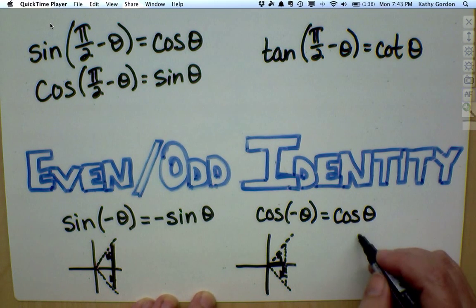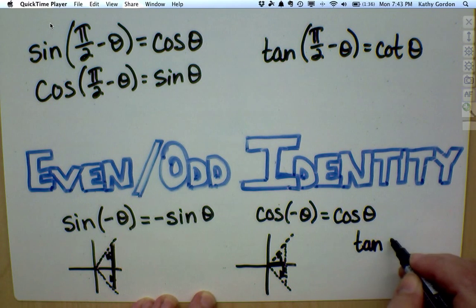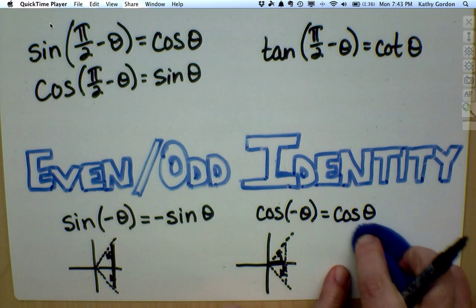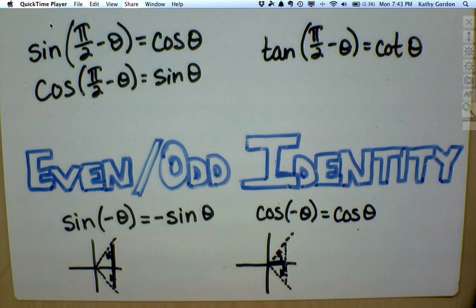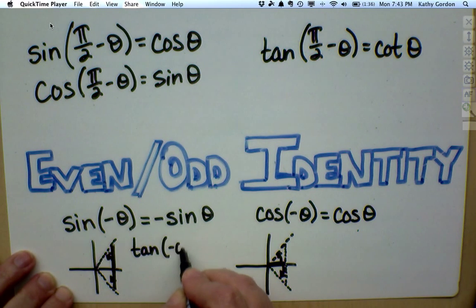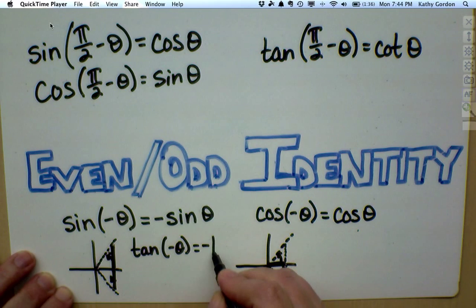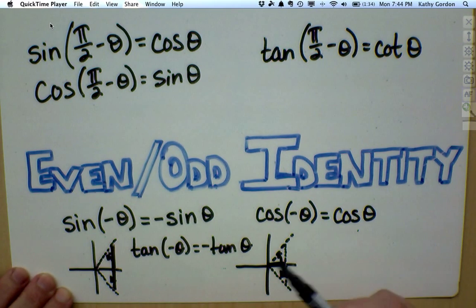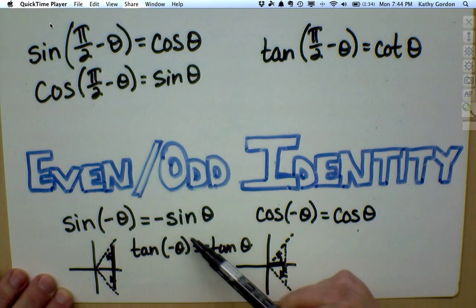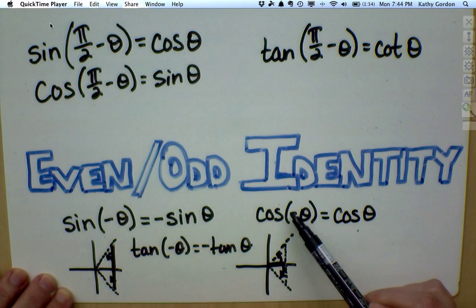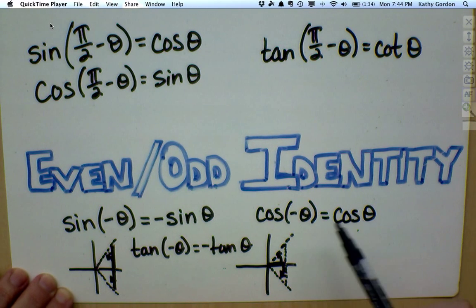Now, tangent, since it works like sine, let's put it over here. Taking the tangent of a negative theta works just like sine does. It's going to be equal to negative tangent of theta. So sine and tangent will each take the negative out in front. Cosine, you can just get rid of the negative altogether because it's not going to make a difference.